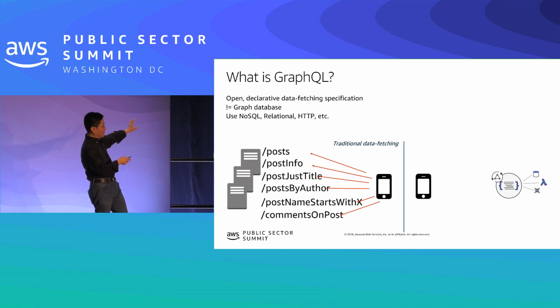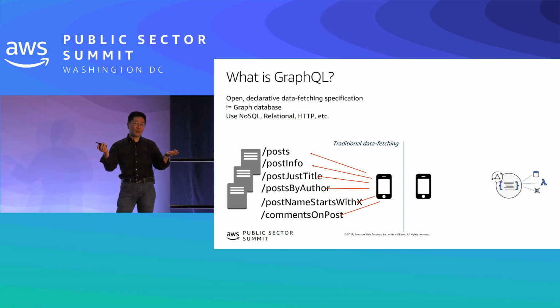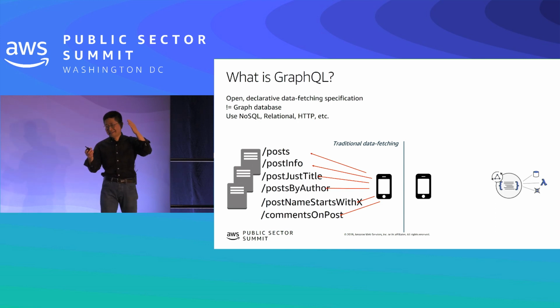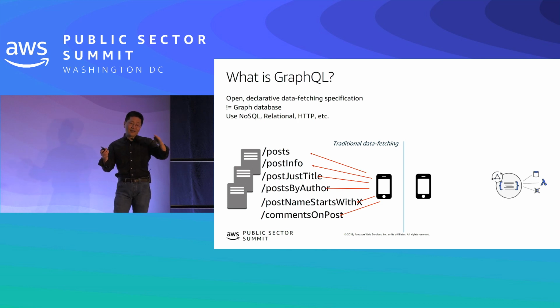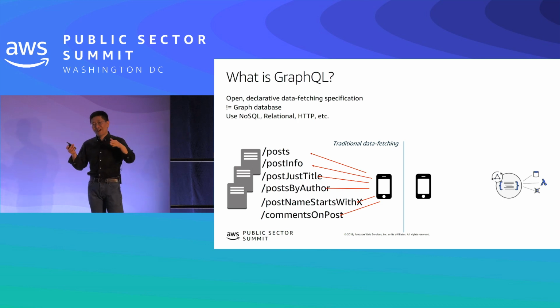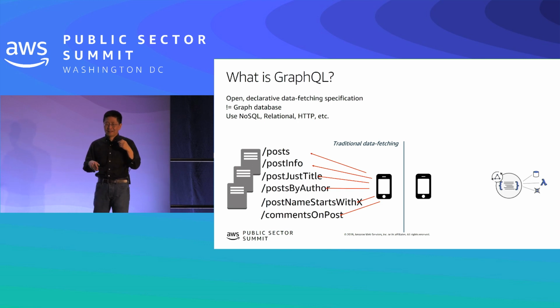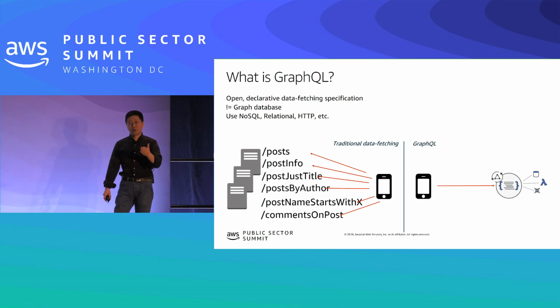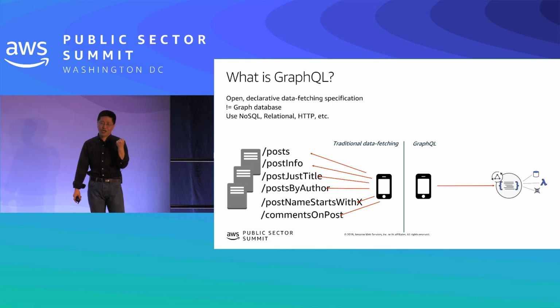On the left side, you can see if you have a blog post website, for example, in order to get all the information, you have to reach different API endpoints, either specific endpoints, like getting the title or getting the author, or you have to do that based upon some query strings or path variables. For GraphQL, you only have one endpoint. You make a query, and you get the data back. So the difference here would be huge.